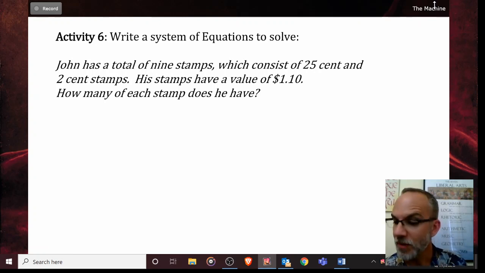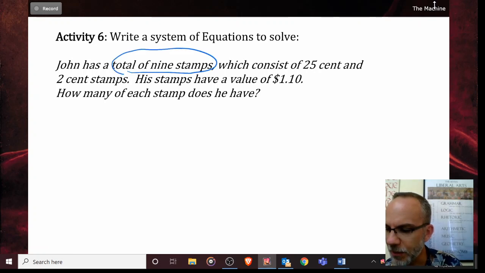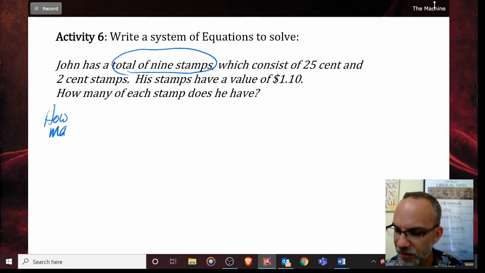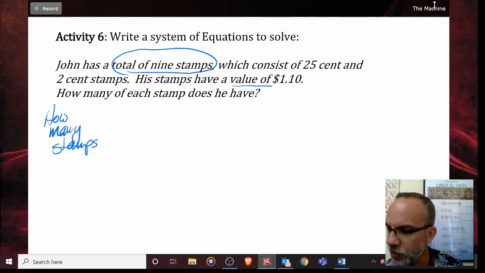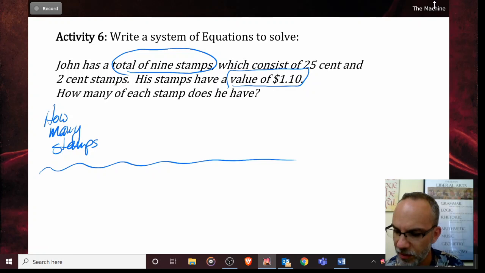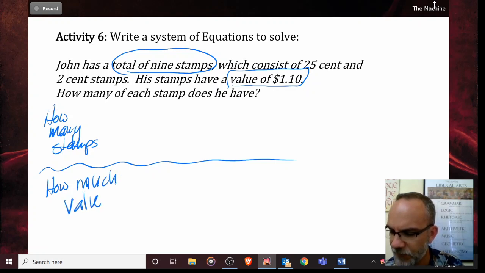How many of each stamp does he have? I see 2 relationships here. He has a total of 9 stamps. That's how many stamps. And he also has a total value of $1.10. And so there's a different situation there. That's how much value the stamps have.